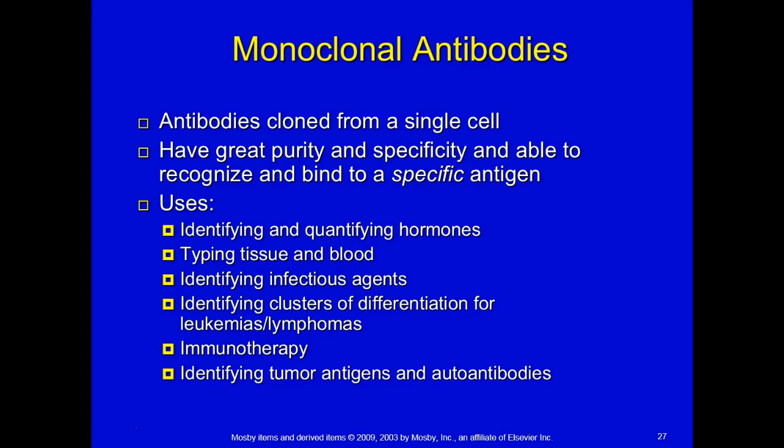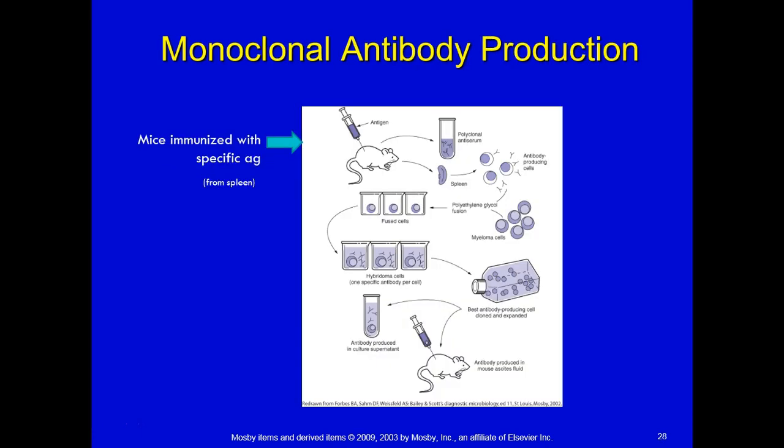We use it for typing tissue and blood. A lot of the reagents that we're going to use in immunohematology are monoclonal. You're going to be using monoclonal antibodies week 1, or you did week 2, to make a titer. You're going to identify clusters of differentiation. You can use them for immunotherapy, and you can also identify tumor antigens and autoantibodies with these monoclonal antibodies. Here's how these are made.